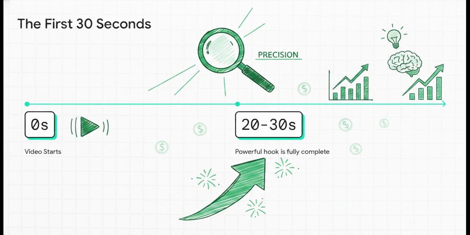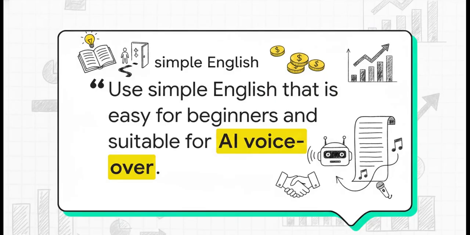It is totally cutthroat. And this next directive brilliantly highlights the underlying strategy of modern content creation. The prompt explicitly says to use simple English that is easy for beginners. But listen to the second half of that instruction, and suitable for AI voiceover. Wow. The script has to read so cleanly and naturally that an artificial intelligence can narrate it, while still making the final product feel like it was written by a professional finance YouTuber. It's this fascinating blend of human storytelling and automated delivery.